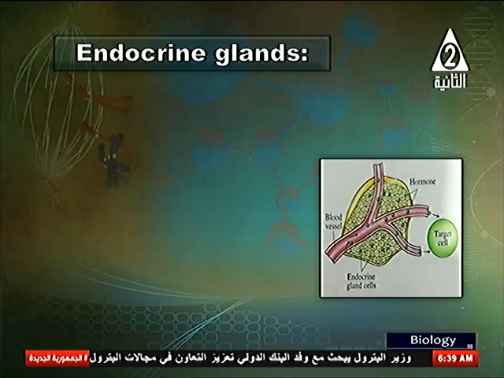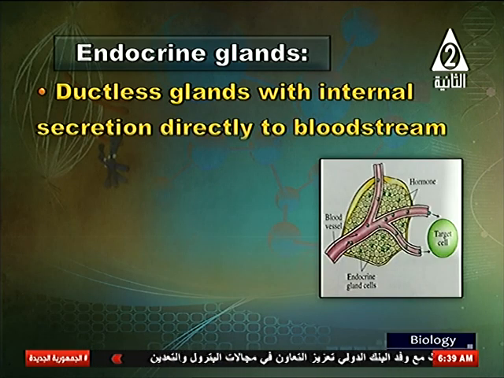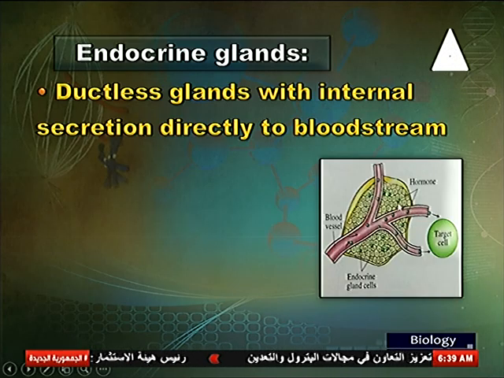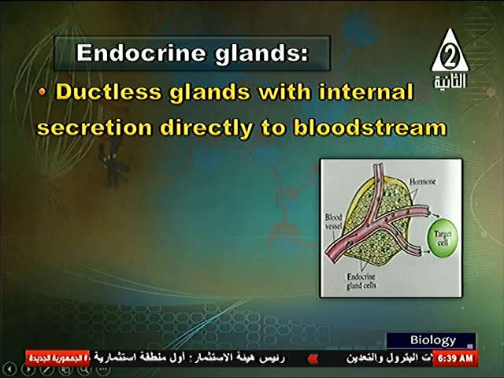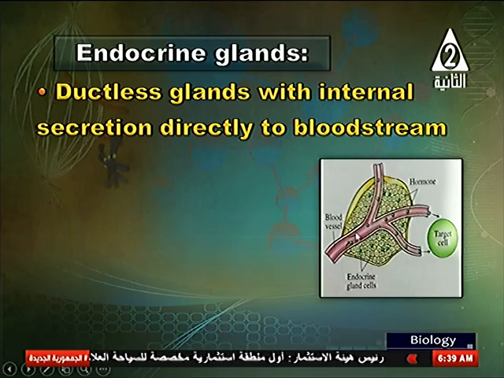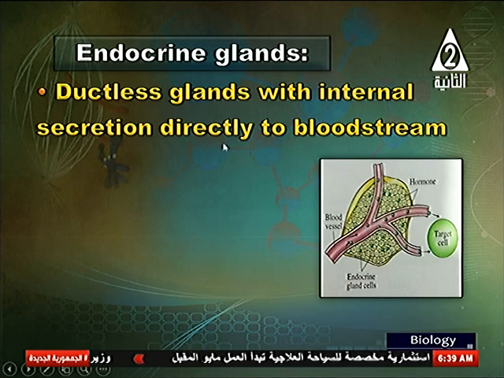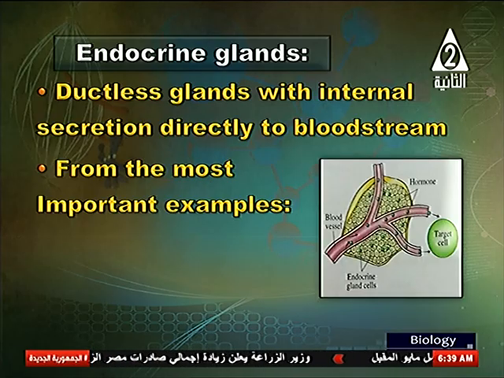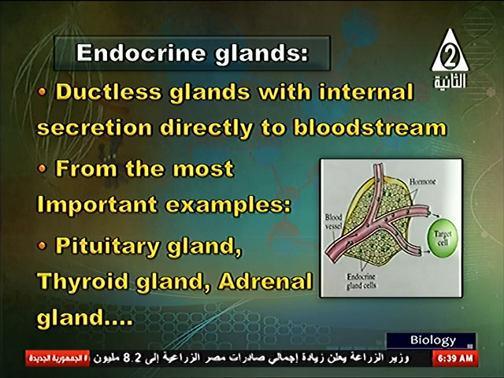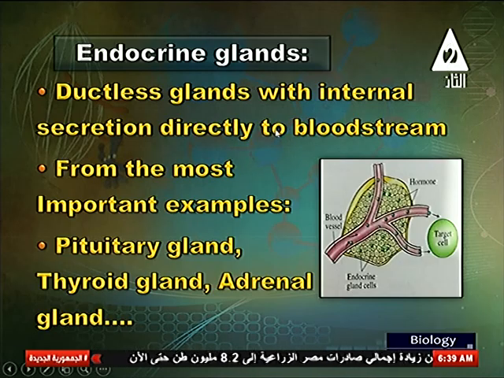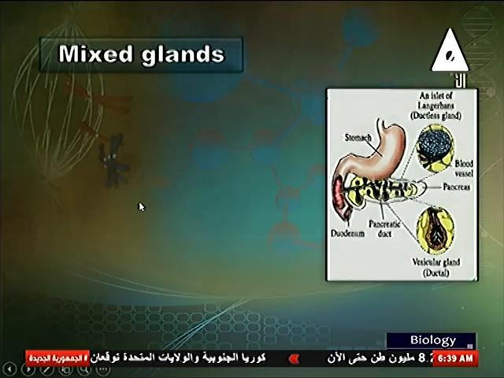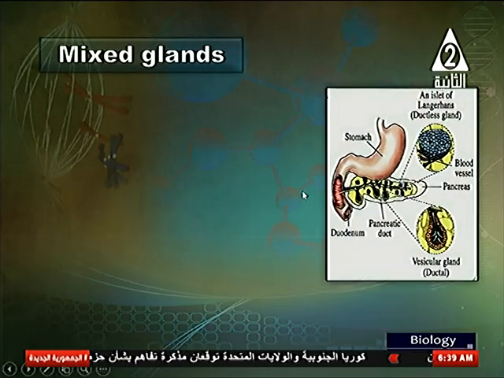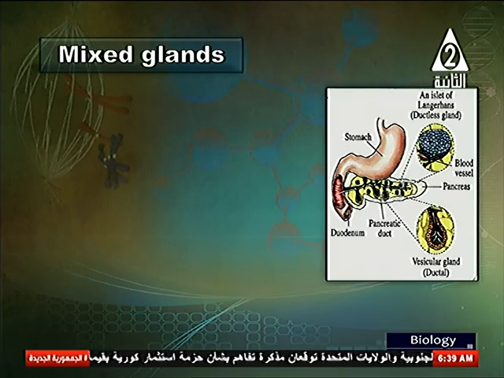Then the second type of glands is endocrine glands, such as here. This is the endocrine gland, which secretes its hormones directly into the blood. Ductless glands don't have ducts; they have internal secretion directly into the bloodstream. The most important examples are the pituitary gland, thyroid gland, and adrenal gland, and this chapter is about endocrine glands. And the mixed gland, the most famous examples are the testes and pancreas.